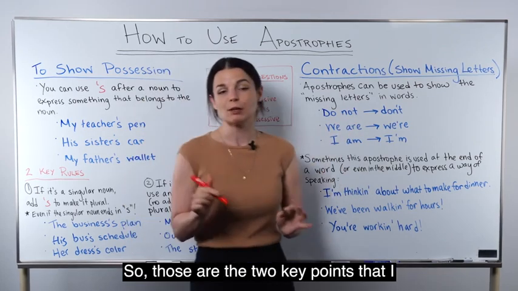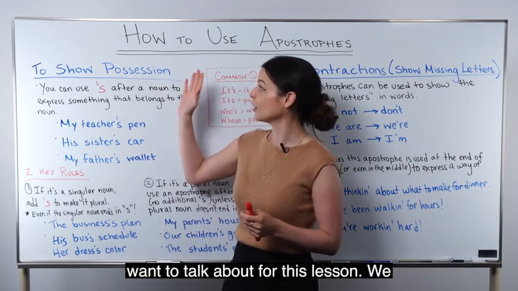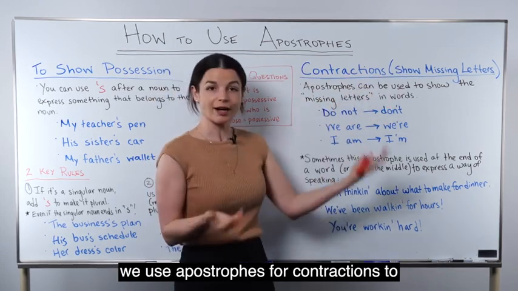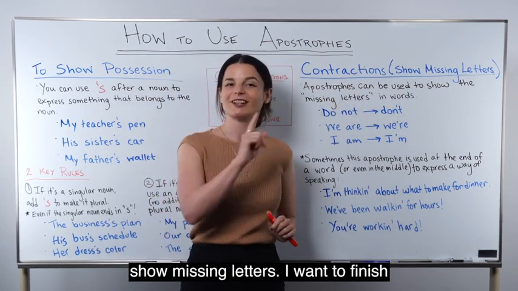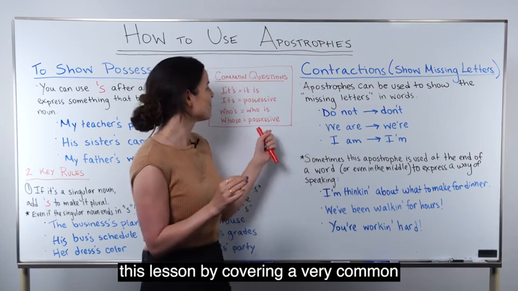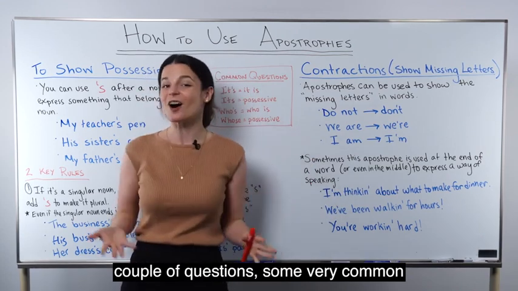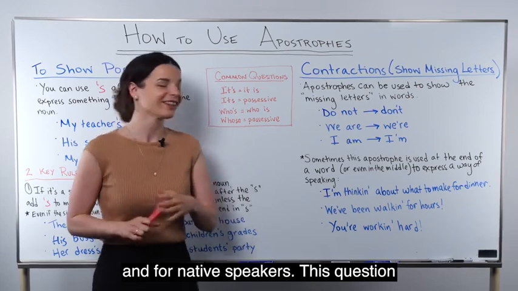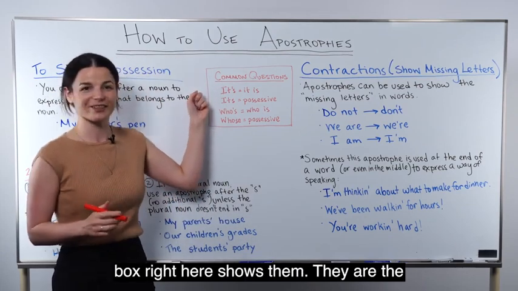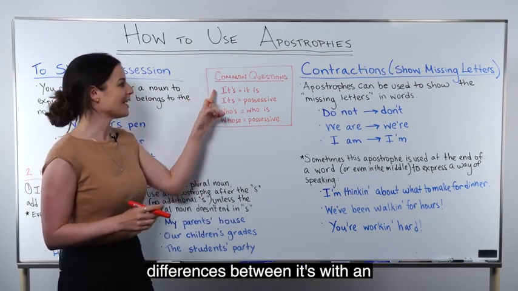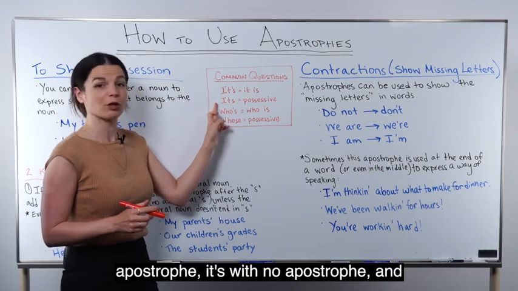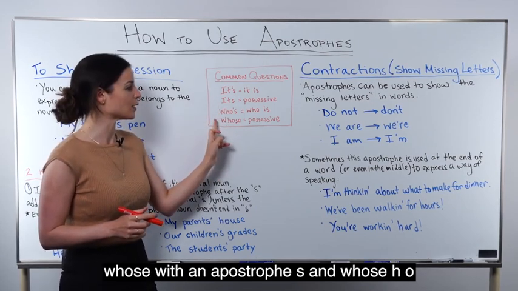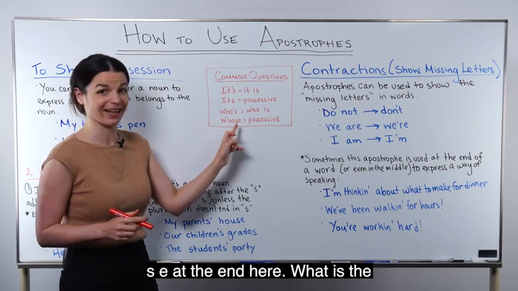So those are the two key points that I want to talk about for this lesson. We use apostrophes to show possession, and we use apostrophes for contractions to show missing letters. I want to finish this lesson by covering a very common couple of questions, some very common errors, some problem points for learners and for native speakers. This question box right here shows them. They are the differences between it's with an apostrophe, its with no apostrophe, and who's with an apostrophe S and whose, W-H-O-S-E at the end here.